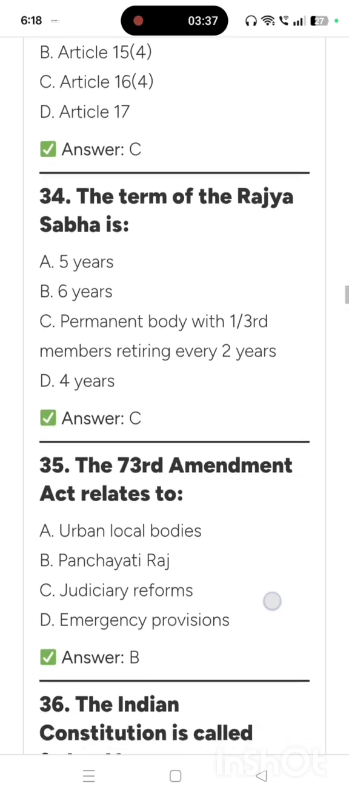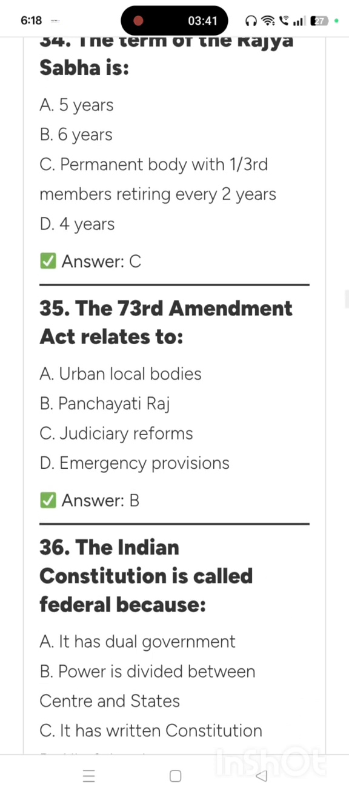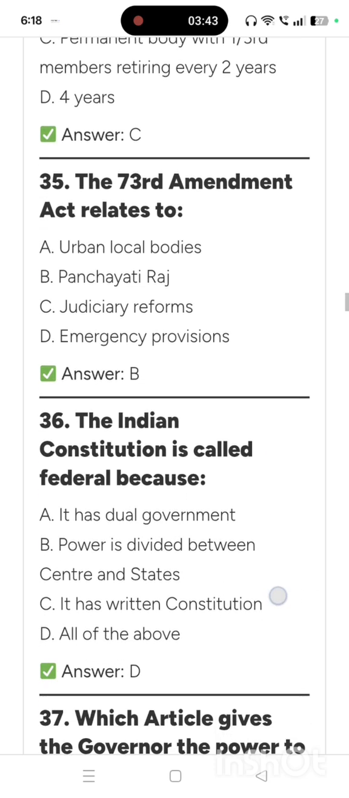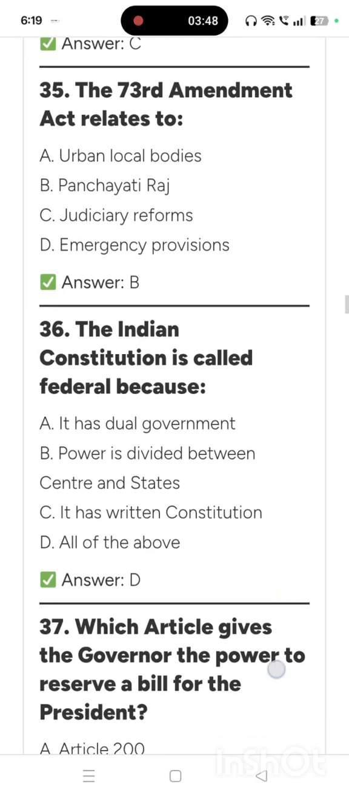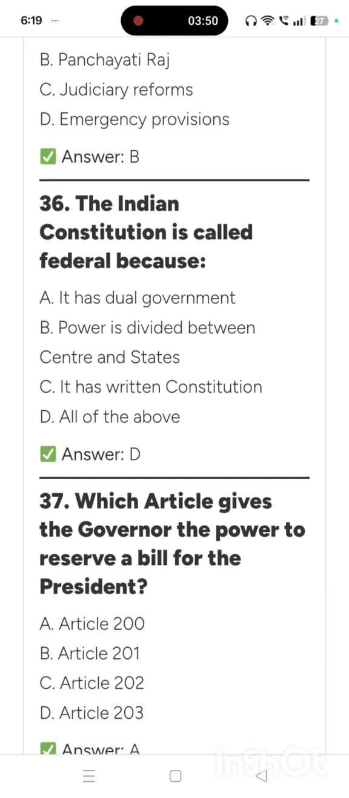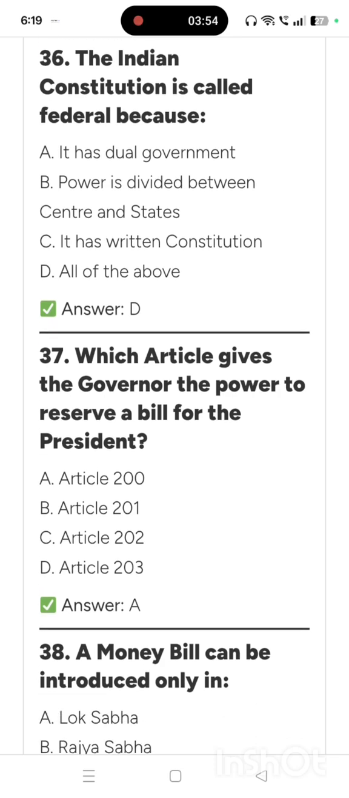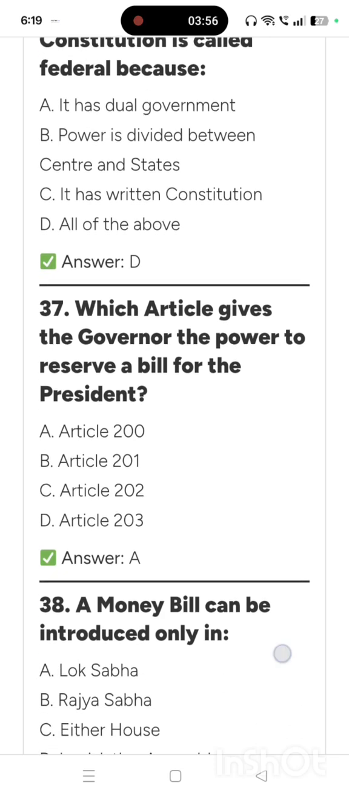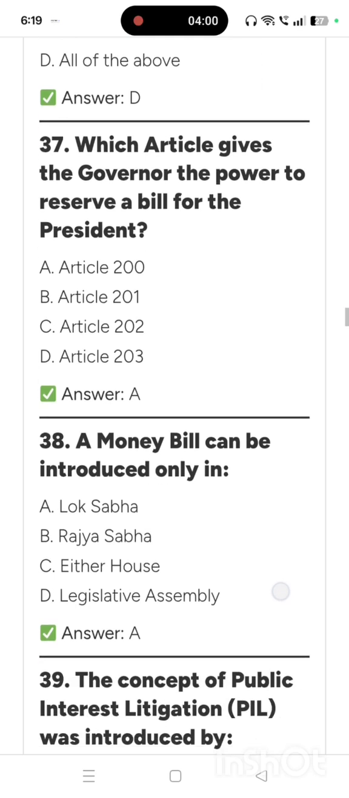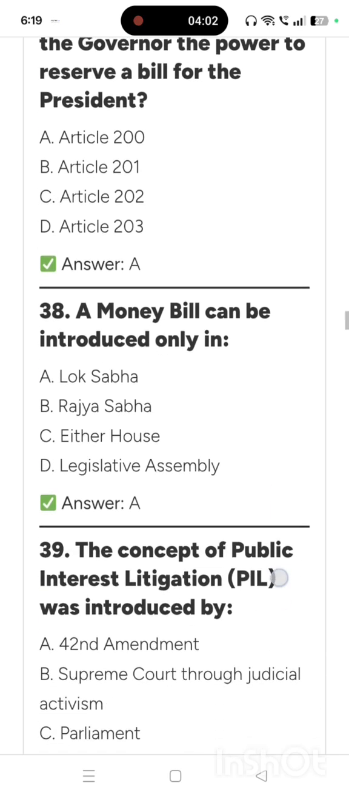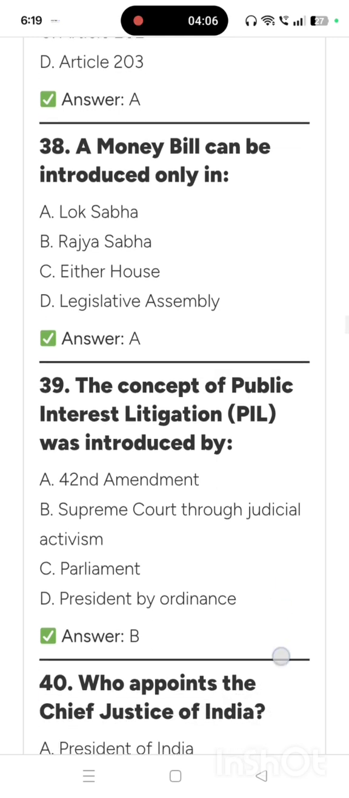The Rajya Sabha is a permanent body with one-third of its members retiring every 2 years. The 73rd Amendment Act relates to Panchayati Raj. The Indian Constitution is called federal because it has dual government, power is divided between the Centre and the states, and it has a written constitution. Which article gives the governor the power to reserve a bill for the President? Article 200. A money bill can be introduced only in the Lok Sabha.